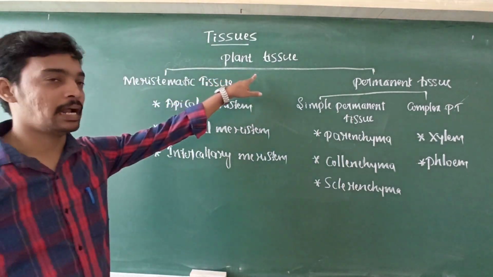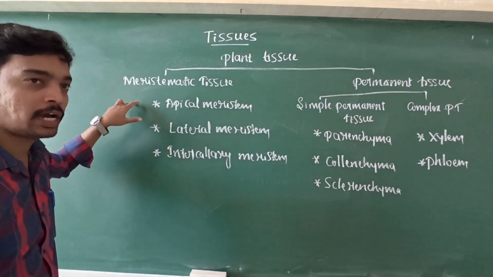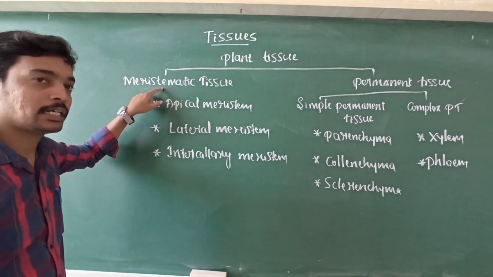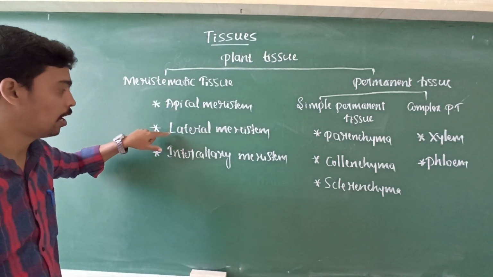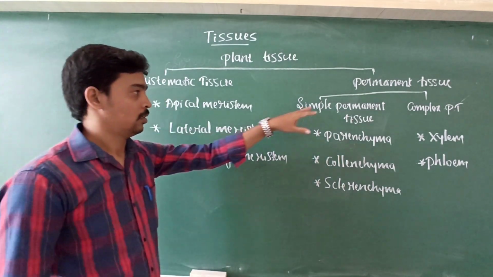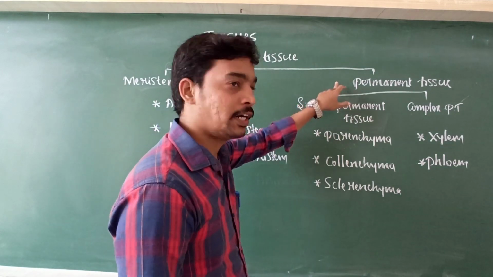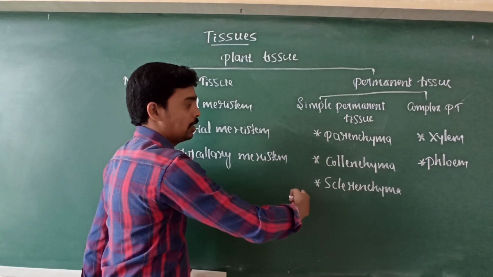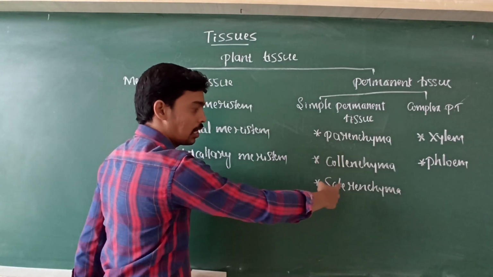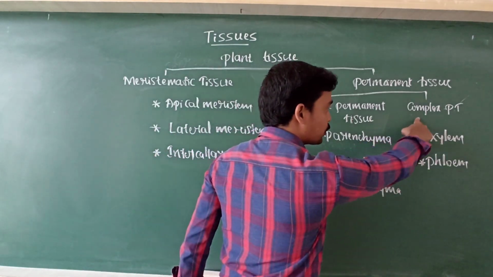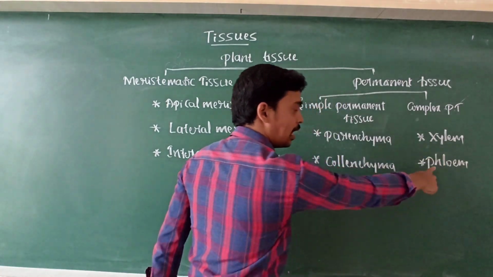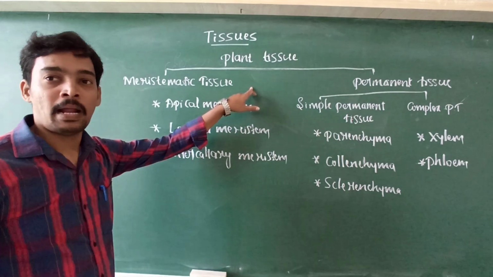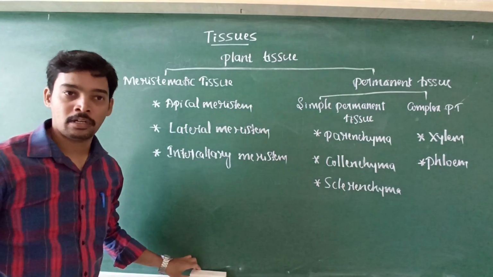To recap, the plant tissue is broadly classified into two types: meristematic tissue and permanent tissue. In meristematic tissue there are three types: apical, lateral and intercalary meristem. Permanent tissue is classified into simple permanent tissue and complex permanent tissue. In simple permanent tissue there are three types: parenchyma, collenchyma and sclerenchyma. And in complex permanent tissue there are two types: xylem and phloem. This is regarding the plant tissue. And next, the animal tissue.